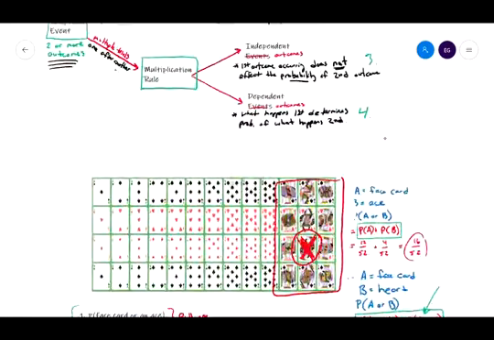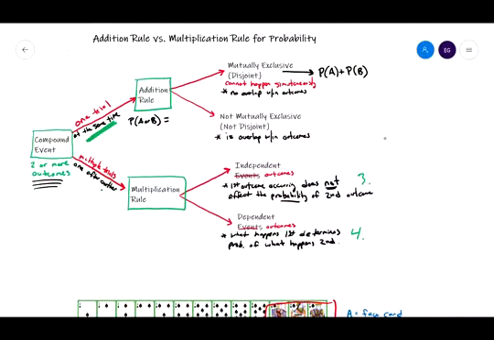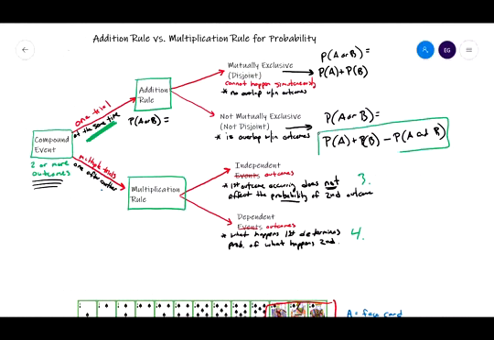sorry about that. Let's get back to full size. Okay, if they are not mutually exclusive, the probability of A or B is equal to the probability of A plus the probability of B minus the probability of A and B both happening. Okay, so this is the general addition rule.